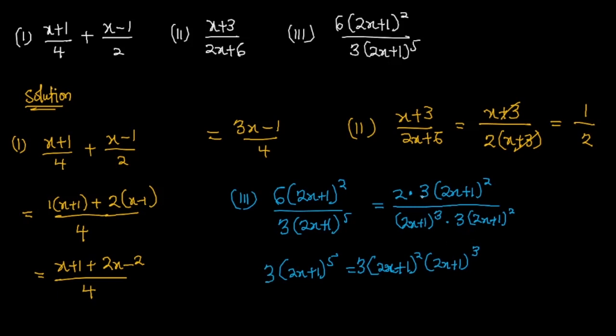So from here, I can see that this and these are the same, so I can go ahead and cancel them. So once this and this cancel each other out, we are left with 2 at the top, then I have 2x plus 1 all cubed at the bottom as the answer for the last expression.